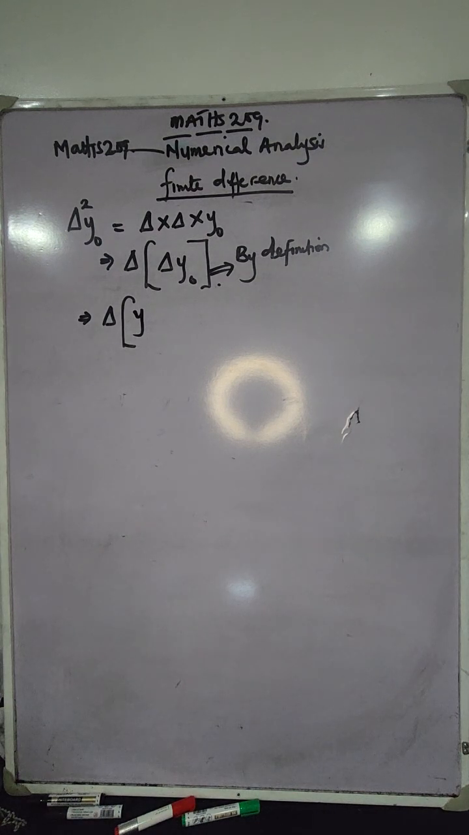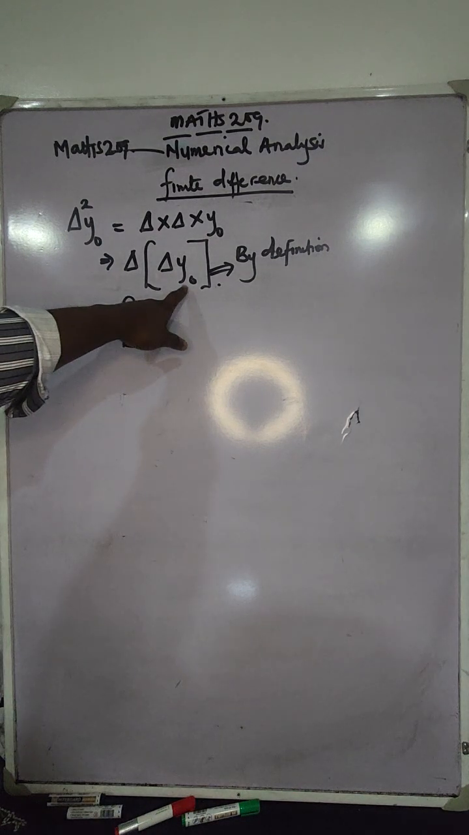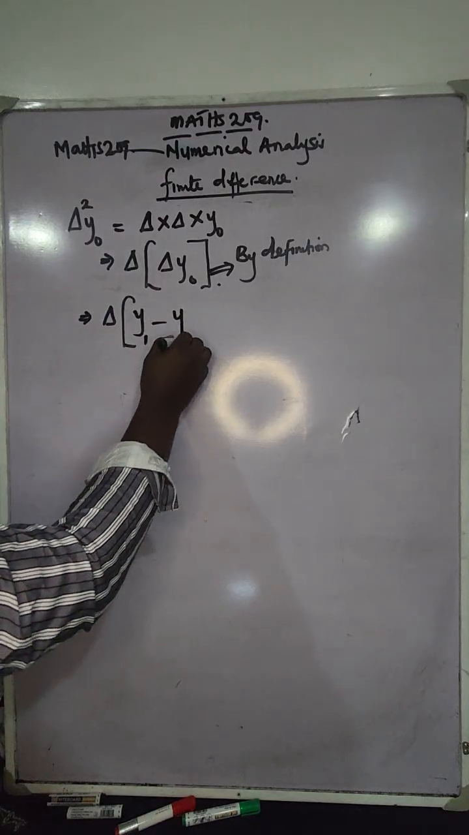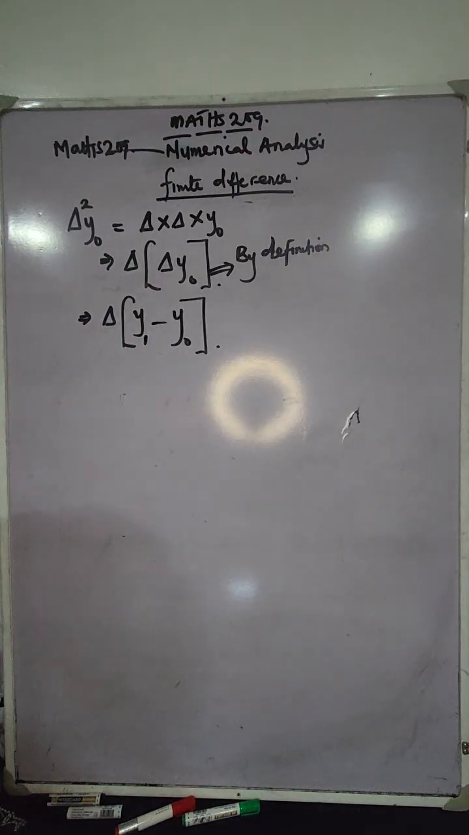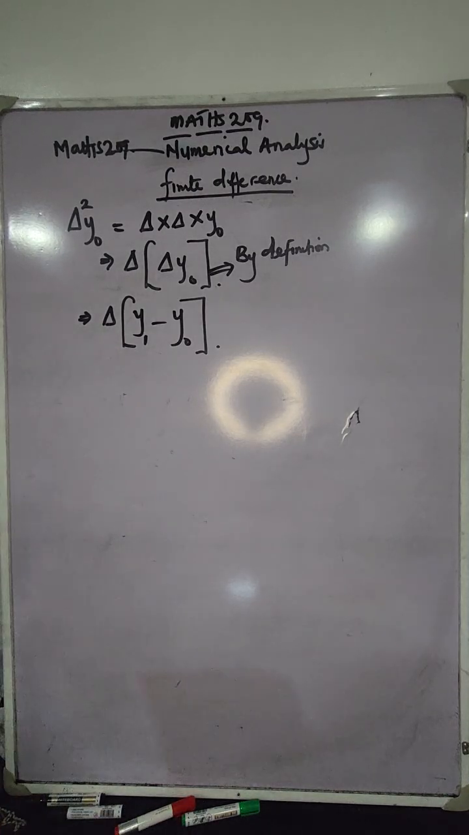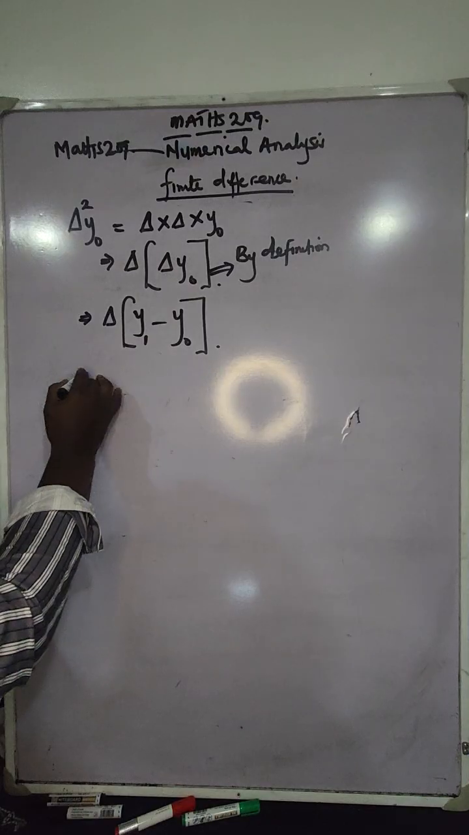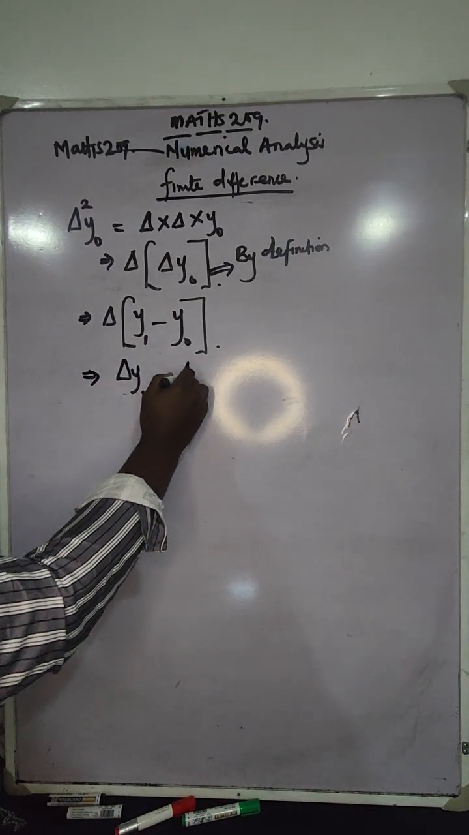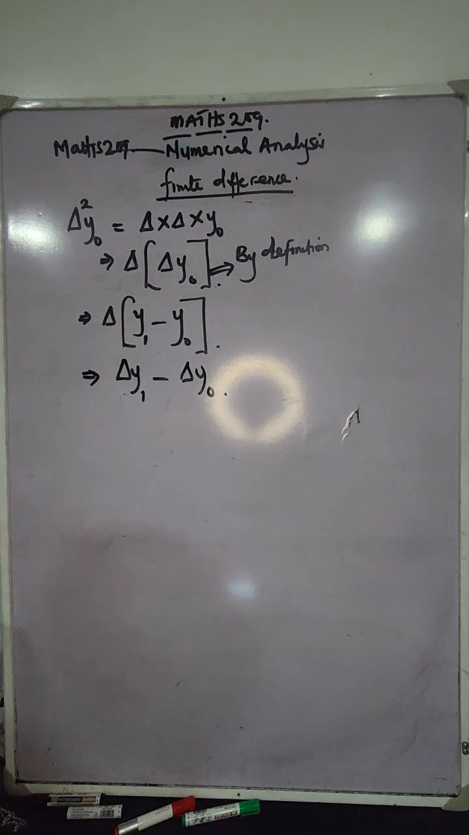What is the change in y naught? You find out that the change in y naught is y1 minus y naught. Like I always say, where you are going to minus where you are coming from. Now, if we have it like this, you can remember that one of the characteristics I said is that it can open brackets. It means that this can be likened to forward difference of y1 minus forward difference of y naught. Is that not?